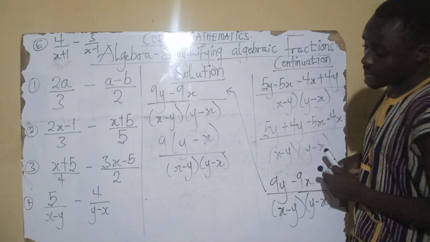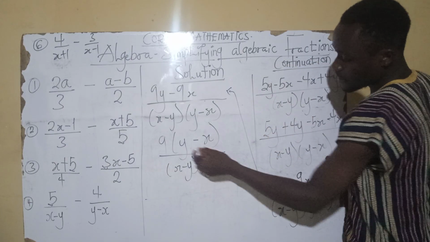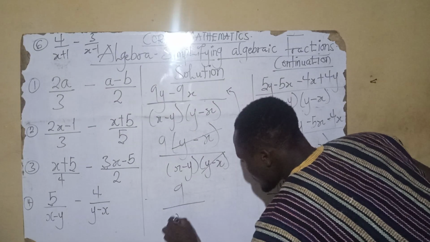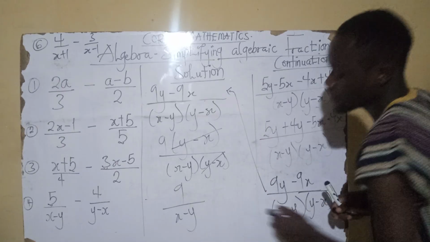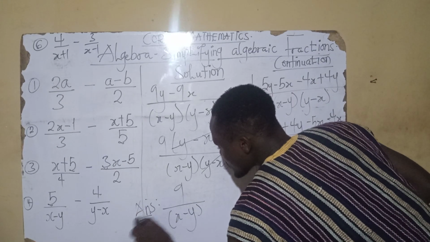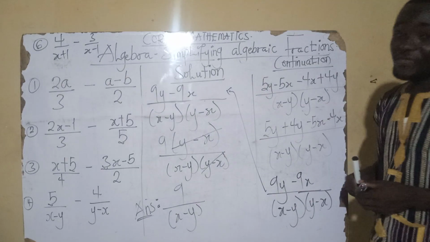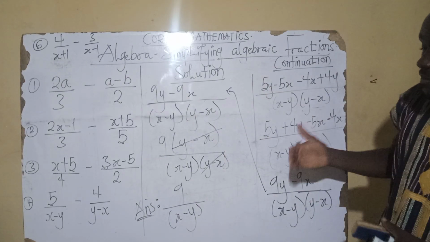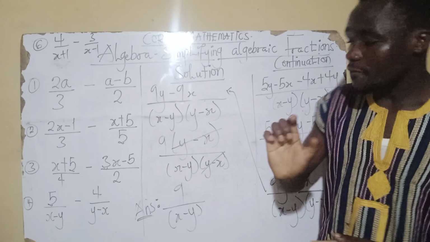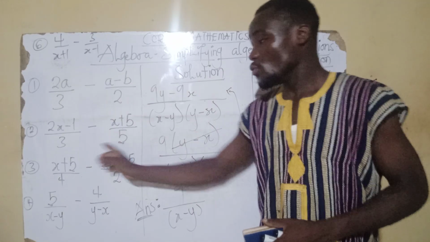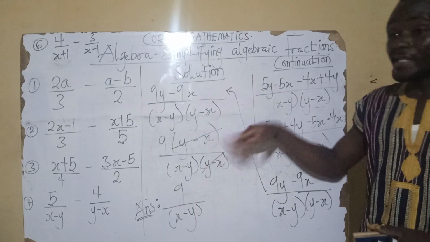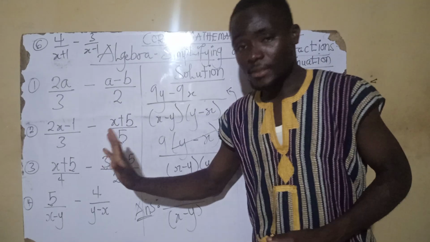So here you can see that this cancels the whole of this, leaving behind 9 over x minus y. You put that one in the brackets, so that becomes my answer. I believe you are clear with it. So you see, solving problems involving binomial denominators is quite different from problems involving monomial denominators. Are you getting me? So you see how we went through that. It's quite different from these ones. I believe it is clear.